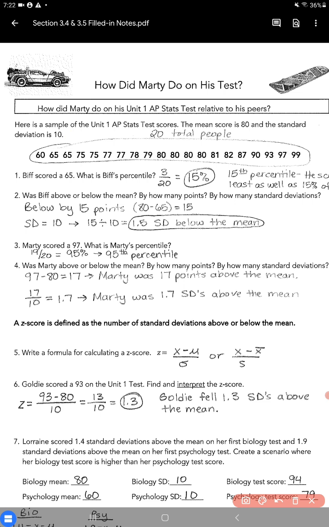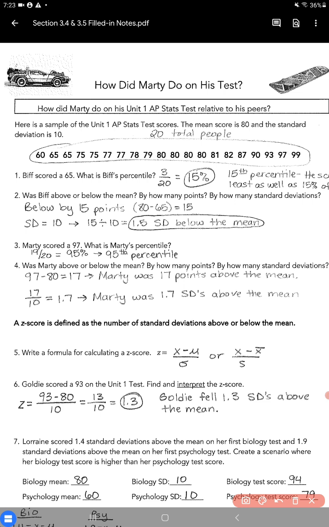Okay? And here's the part that you may have never heard before. By how many standard deviations is he below the mean? Well, our standard deviation is 10. And again, I know that because it tells me in the problem. Okay? So if Biff is 15 points below the mean and one standard deviation is 10 points below the mean, then 15 divided by 10 gives me 1.5. So Biff is 1.5 standard deviations below the mean. This is what is called Biff's z-score.